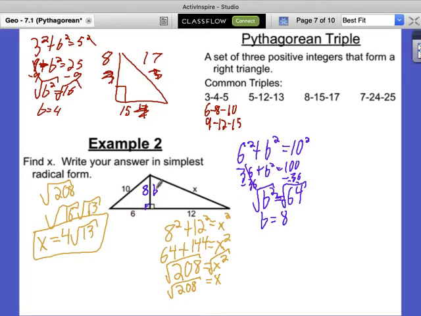On this one, now you use the Pythagorean theorem. In this right triangle, x was 4 square root of 13, by simplifying the radical, the square root of 208. That's the square root of 16 times the square root of 13. The square root of 16 is 4, times the square root of 13.